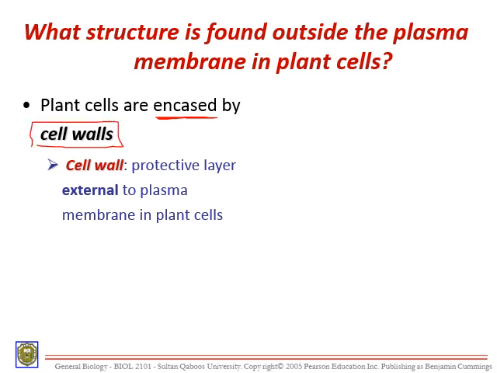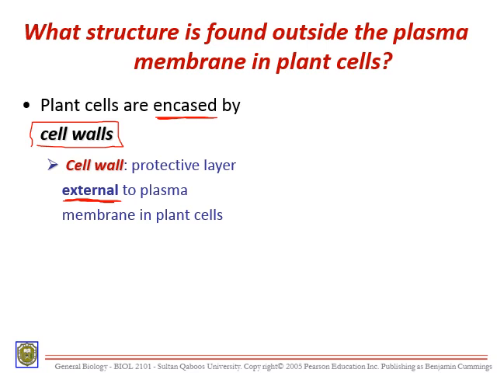Of course, this one we took in the very beginning in unit 1. We already mentioned that plant cells have a cell wall. So what is the cell wall? The cell wall is a protective layer. It provides protection for the cell and it's present on the exterior of the cell membrane, or the plasma membrane.